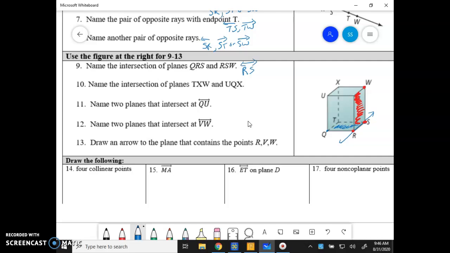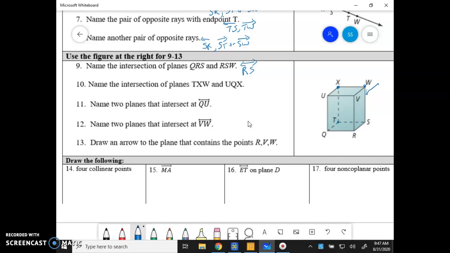All right, let me go ahead and erase this. Name the intersection of planes TXW. All right, so it looks like that's that back plane there. Hopefully this isn't confusing. That does look confusing. Hopefully you guys can just see that. TXW would have to be the back plane. All right, on the back there.